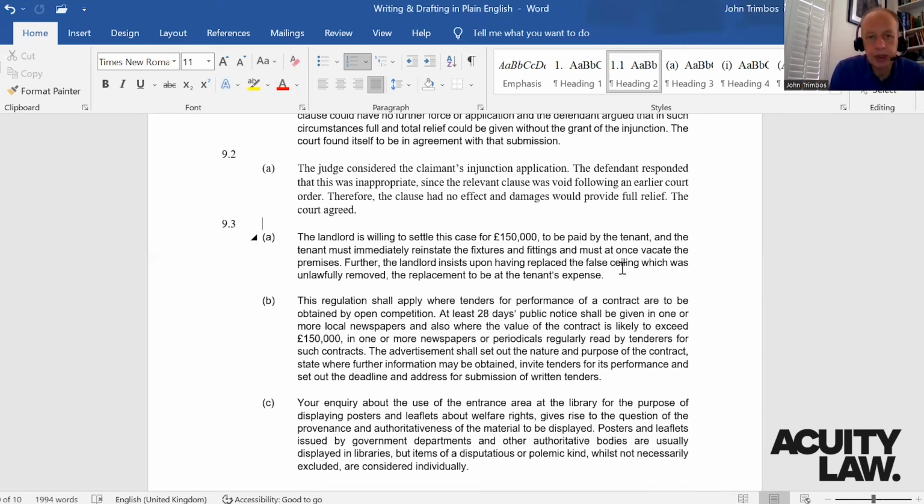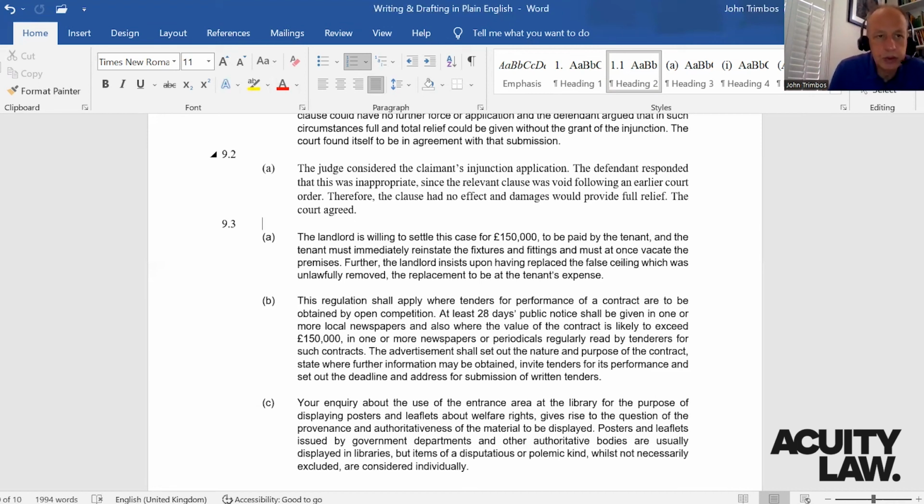Right, so tabulated, I would say the landlord is willing to settle this case if the tenant: A, or 1, pays 150 grand to the landlord; B, immediately reinstates the fixtures and fittings; C, immediately then vacates the premises; and then D, either pays for the cost of replacing the false ceiling or arranges for the replacement of the false ceiling, whichever way you jump on the final issue.